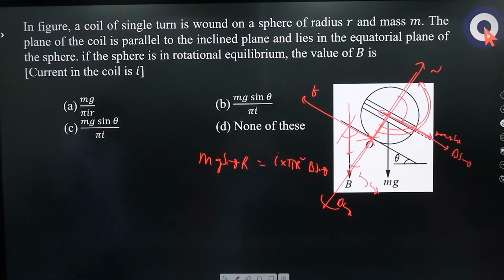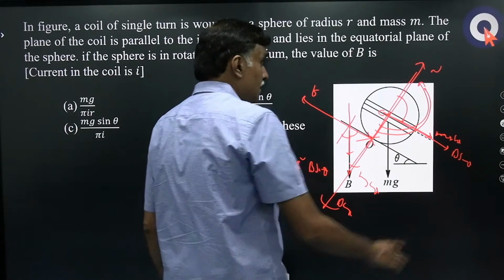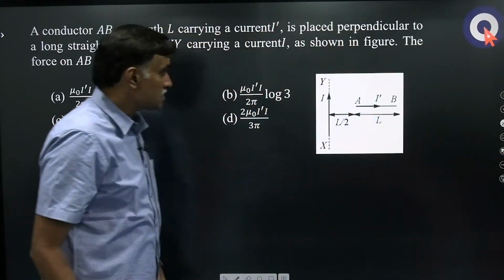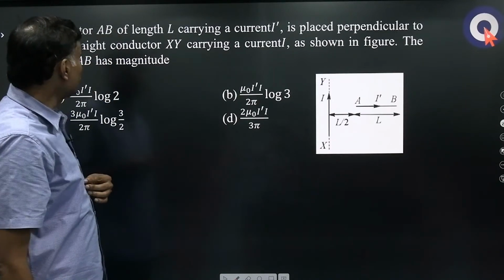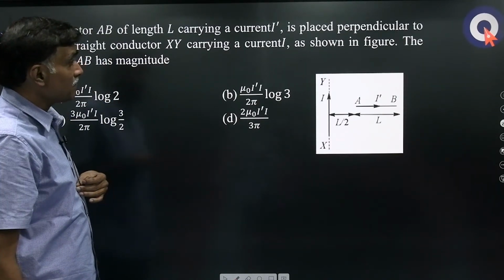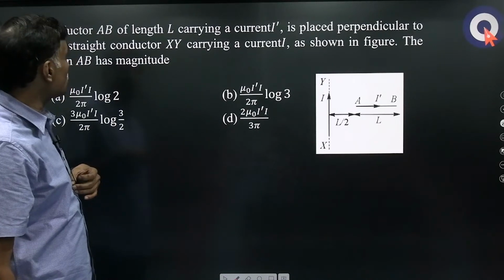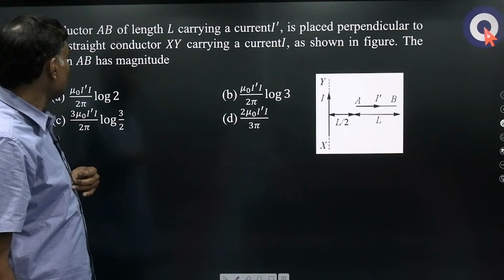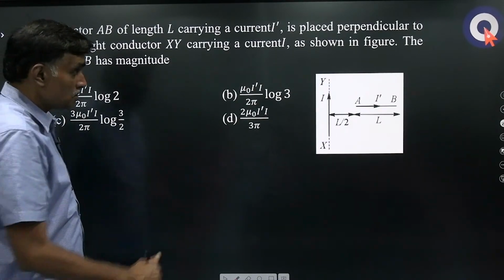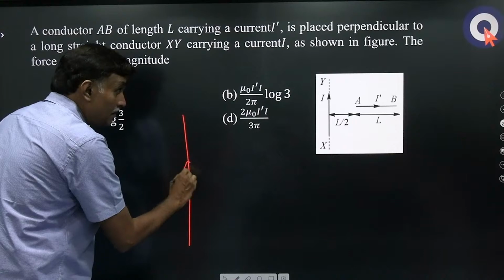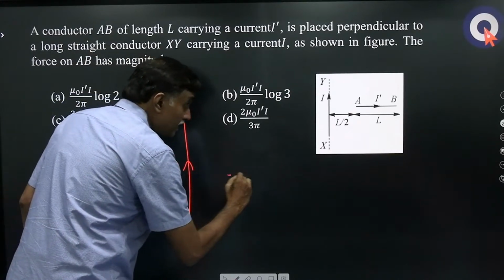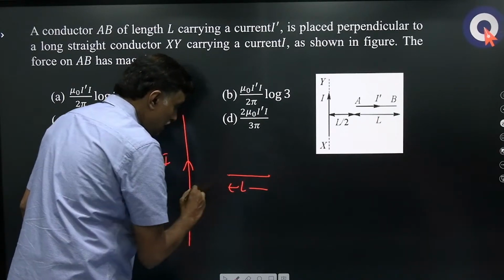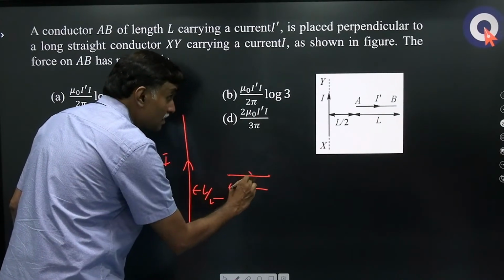Okay, completed. The next question we'll see. Next is this question. A conductor AB of length L carrying a current I prime is placed perpendicular to a long straight conductor XY carrying a current I as shown in the figure. The force on AB has a magnitude of. So this is a long current carrying wire I, and there is a straight conductor here of some length L, and this distance is L by 2, and it carries a current of I prime.